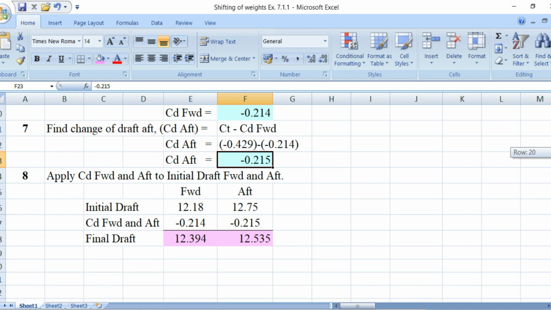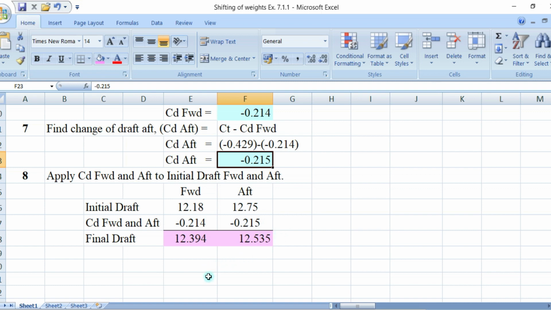Then you apply the change of draft forward and change of draft up to the initial draft forward and up. So your initial draft forward is 12.18 and your initial draft up is 12.75. Apply the change of draft forward, which is negative 0.214, and your change of draft up, which is negative 0.215.